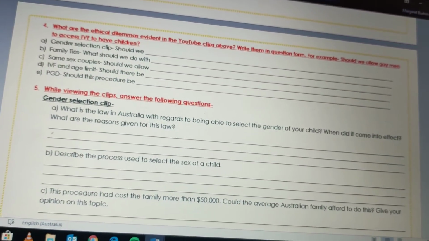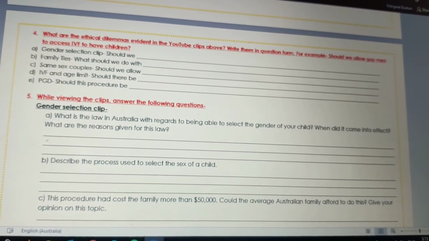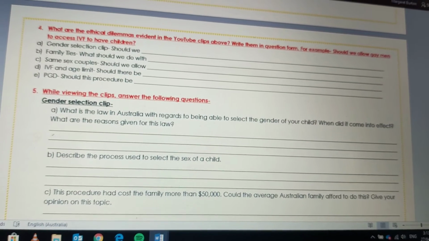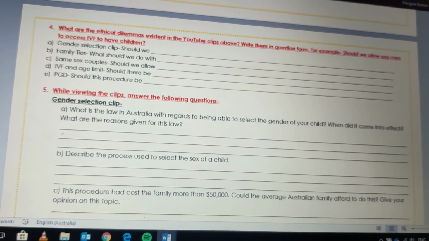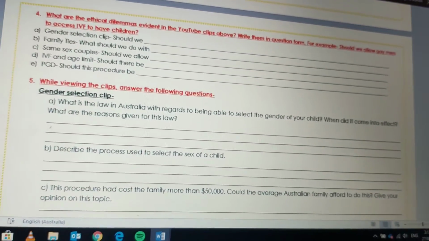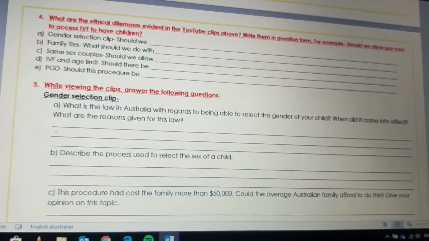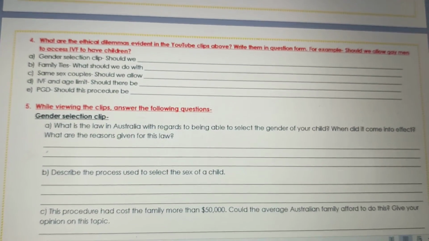So it says, number 4, what are the ethical dilemmas evident in the YouTube clips above? So you write them in a question form. For example, when you look at one of them, the dilemma or the issue for society to answer is, for example, should we allow gay men to access IVF to have children? Should that be legal in Australia or not, for example?